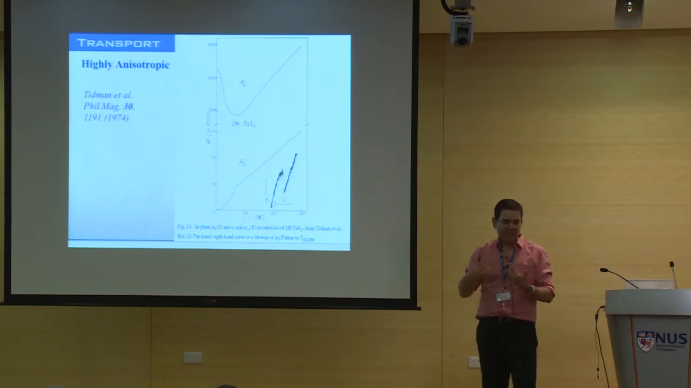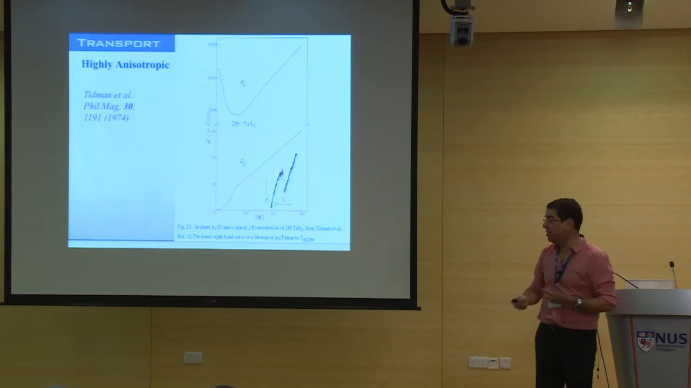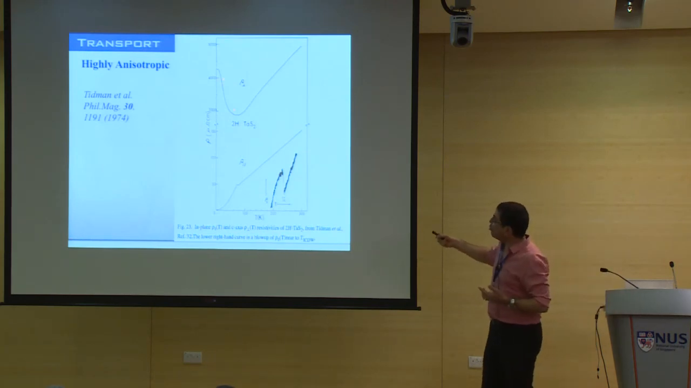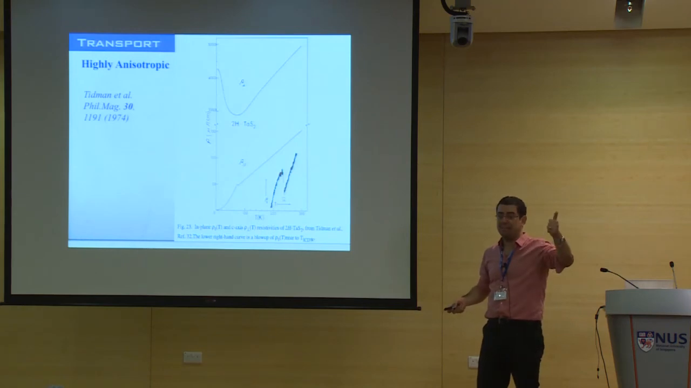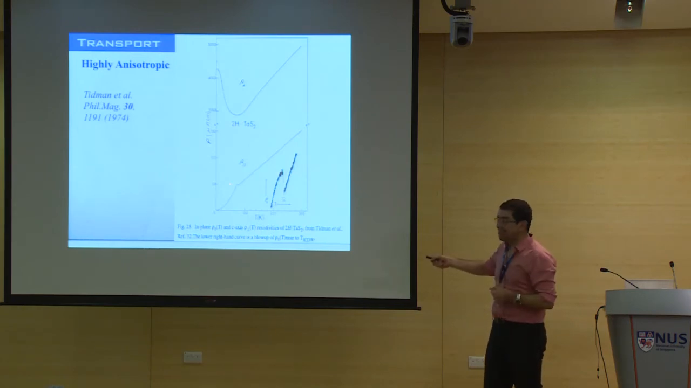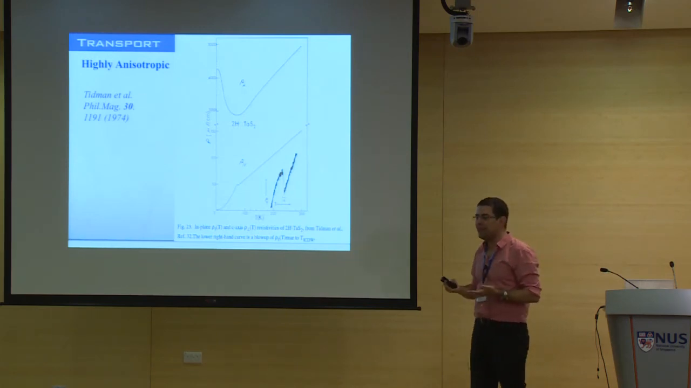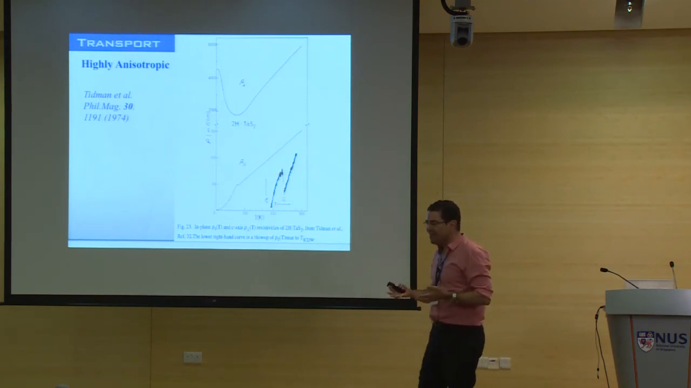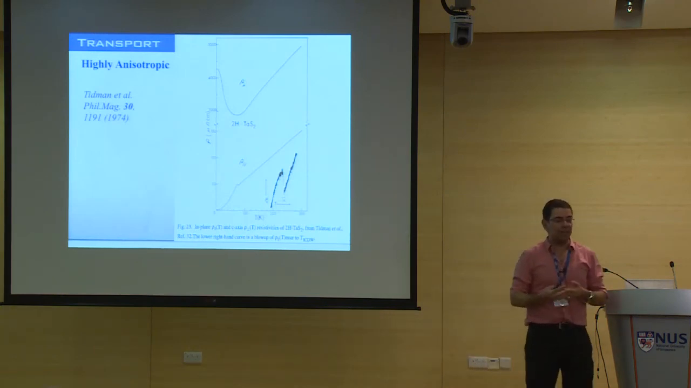So essentially, electronically, the layers become heavily decoupled. And look at this. Out of plane, the material becomes insulating. In plane, the material becomes a better metal. For many years, this was a mystery because I was telling you that the system is losing density of states. How can you have a system that is losing density of states become a better metal?